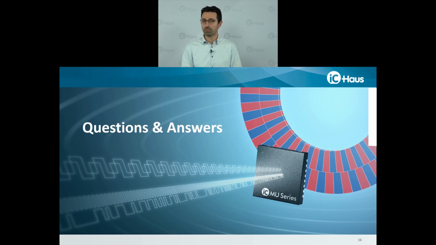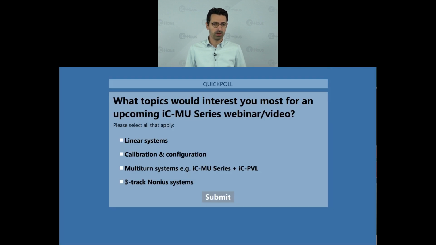So that's the end of our presentation, and before we start with the Q&A session, we made a little polling, so we'd like to get some feedback from you. The question is, what topics would interest you most for an upcoming iC-MU series webinar or video? Are you interested in linear systems, or more in the calibration configuration, or multi-turn systems, together with the iC-PBL, how this works, or 3-track nonius systems? I talked a little bit about it to expand the measurement range or the diameters. So please take your time to vote.